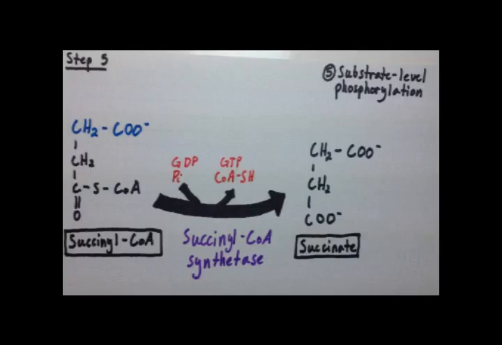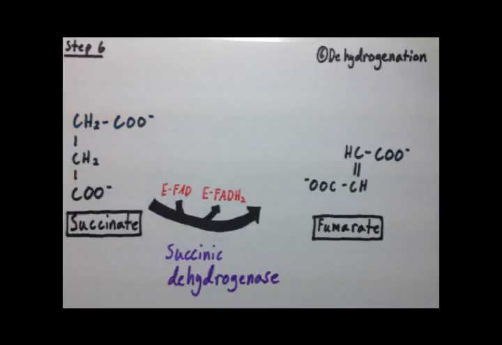You really don't know. And then for step 6, it's a dehydrogenation, which means you're going to lose 2 hydrogens. So you start with your succinate, and your first cofactor is an FAD. It also can be annotated as a Q. And then your end cofactor is a FADH2, and your enzyme is succinic dehydrogenase. And that creates a double bond between the 2 central CH2s, and you're left with fumarate.